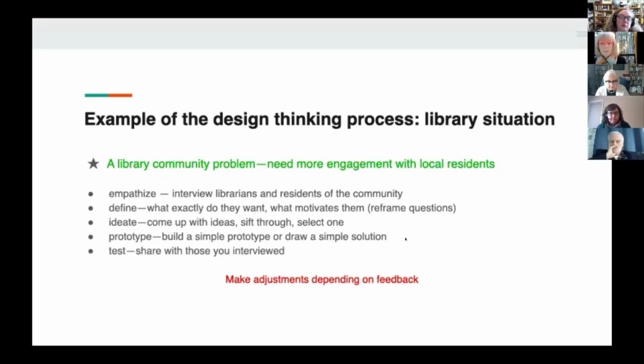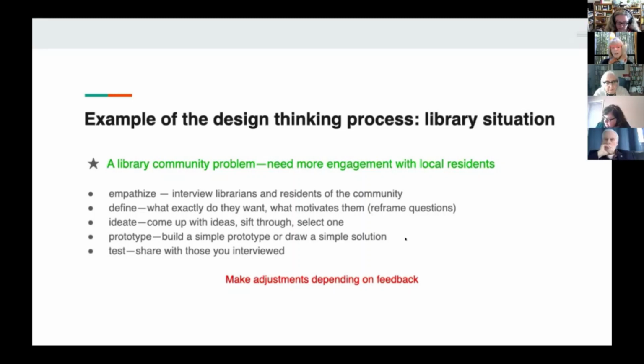So this is an example that I came up with of a library community problem. Maybe you need more engagement with local residents. For the empathize part, you would interview both librarians and residents of the community. Then define: find out exactly what they want, what motivates them, with reframing questions on how to do that. Then come up with ideas, sift through all those, select one. You could either build a simple prototype or draw a simple solution.